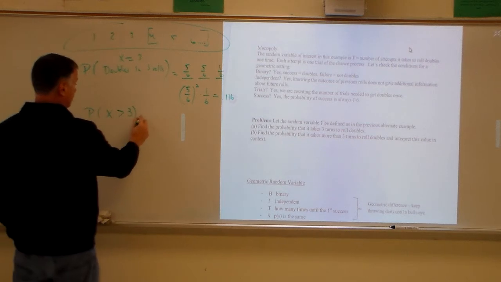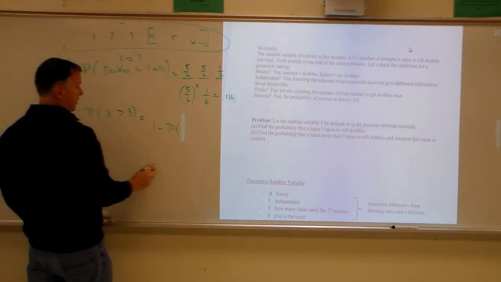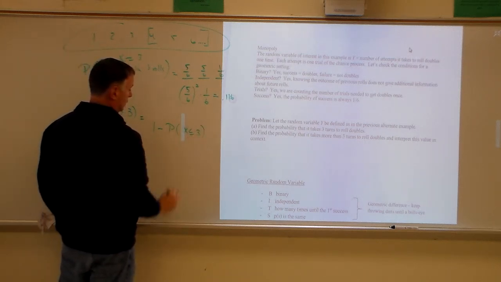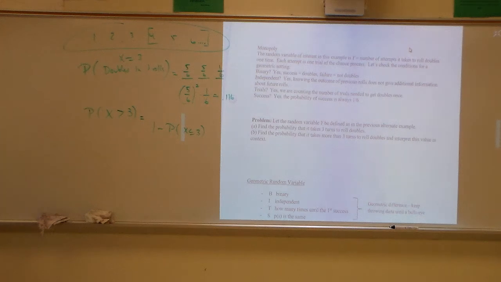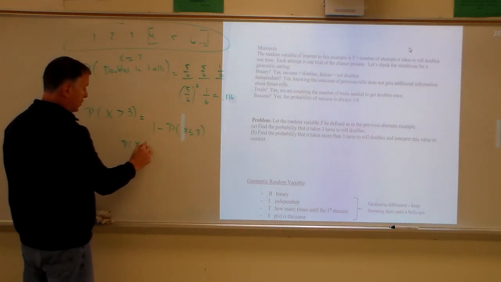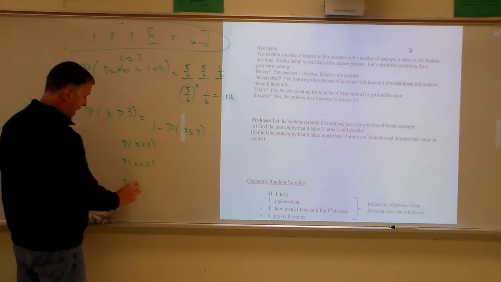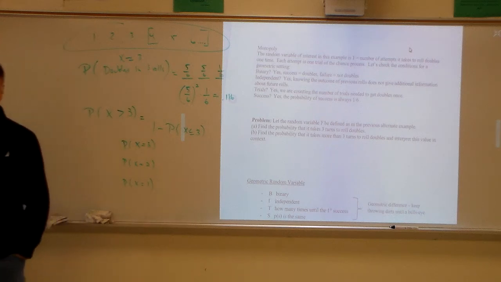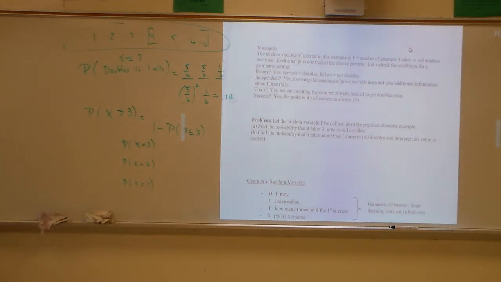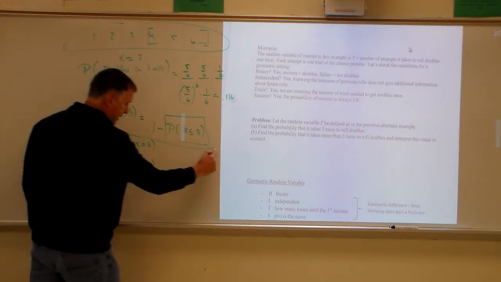So we could do 1 minus the probability that x is less than or equal to 3. Okay? So what does that mean, the probability that x is less than or equal to 3? Well, that means that it could be x equals 3. It could be that x equals 2. Or it could be that x equals 1. Any of those will work. Okay? So let's think. I'm just doing this right now, okay? We're going to worry about the 1 minus after.